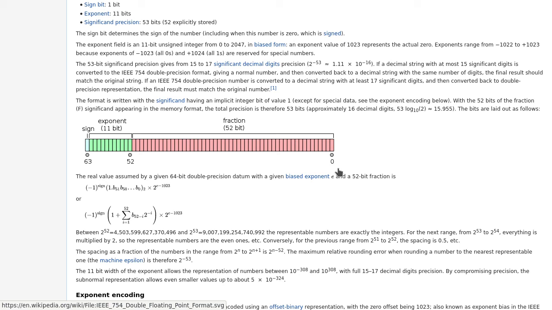Okay. Is everybody familiar with base 10?